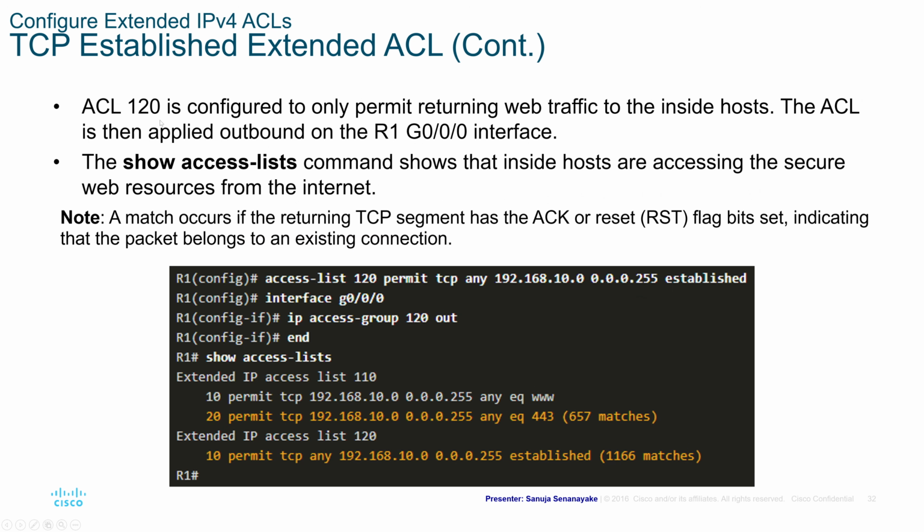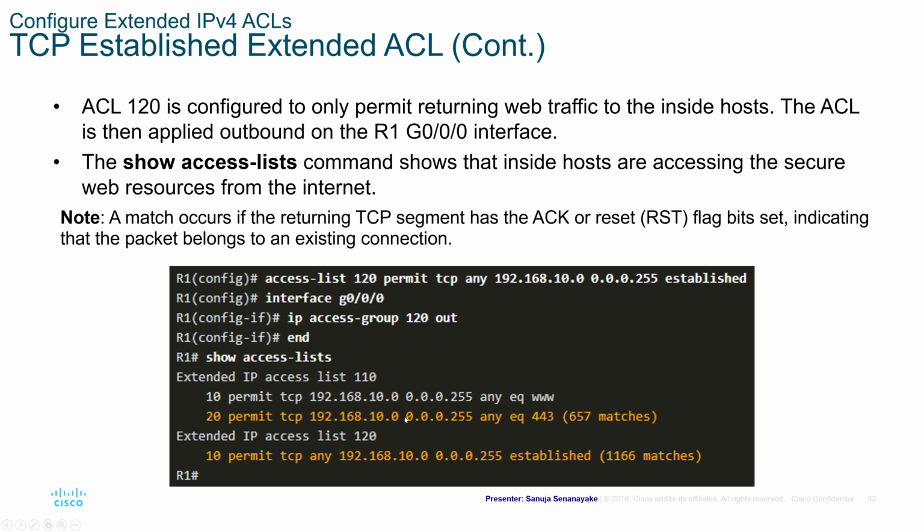In this example, ACL 120 is configured to only permit returning web traffic to the inside host. The ACL is then applied outbound on the R1 G0/0/0 interface. The show access-lists command shows that inside hosts are accessing secure web resources from the internet. Please note, a match occurs if the returning TCP segment has the acknowledgement, or ACK, or the reset, or RST, flag bit set, indicating that the packet belongs to an existing connection. So a match only occurs if the returning TCP segment has the ACK or RST flag bits set, differentiating that the packet belongs to an existing connection.